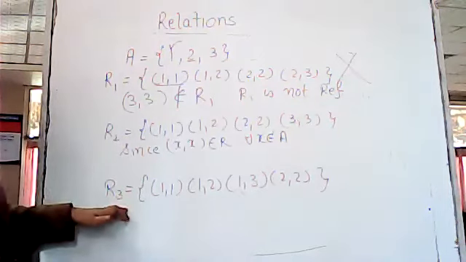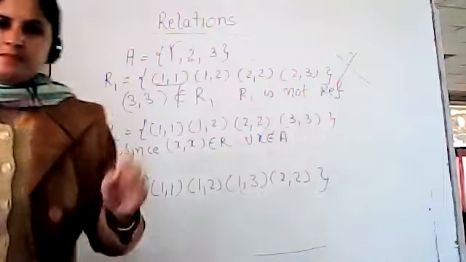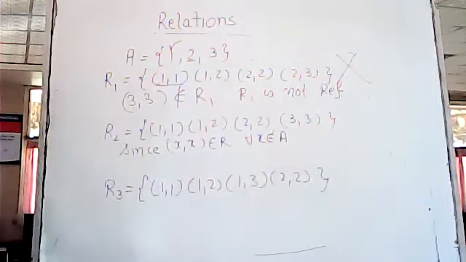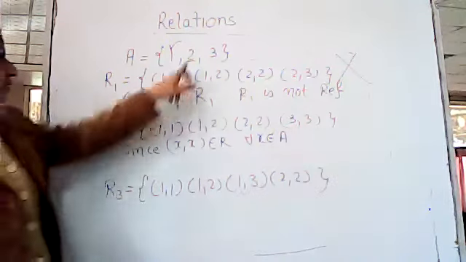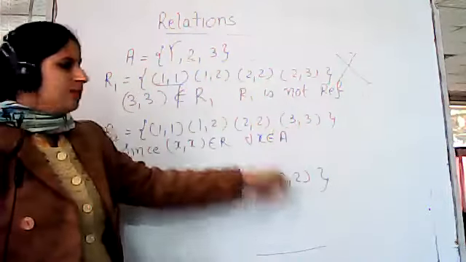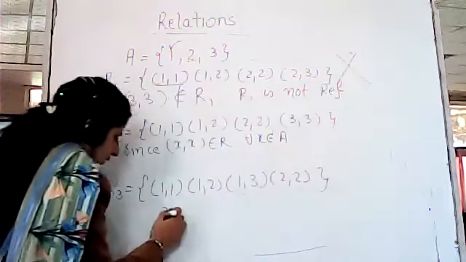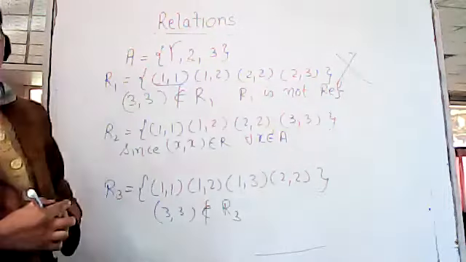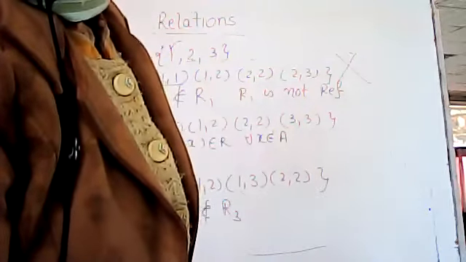Now next is R3. Now let us have a look at this relation. Is R3 reflexive or not? No, ma'am. R3 is not reflexive because (3, 3) is not present. For first element 1, (1, 1) is available. For second element 2, (2, 2) is available. But for third element 3, (3, 3) does not belong to relation R3. It means R3 is again not a reflexive relation. So any doubt in this? No, ma'am.